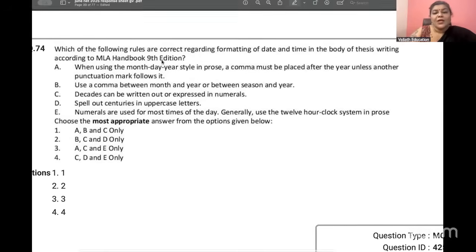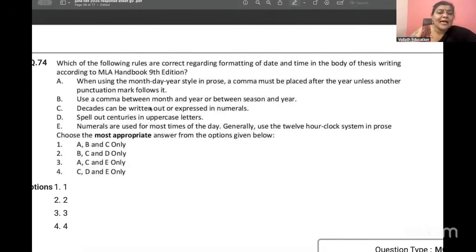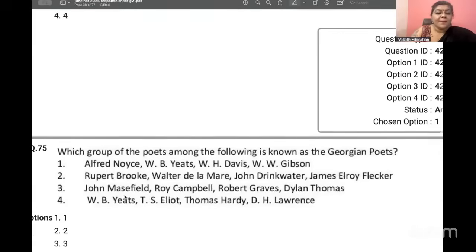MLA handbook. Okay, it looks like, oh my God, so much is there. But do you want to see the wrong sentences? Use a comma between month and year, or between season and year. Who doesn't know that this is wrong? June, comma 2002. Is it written like that? No. B is wrong. And D is utter nonsense. Spell out centuries in capital letters. B and D are surely wrong. You don't have to read the rest. A, C, E is the answer. You find out the wrong ones. It is very easy.